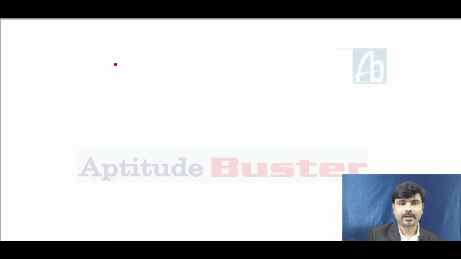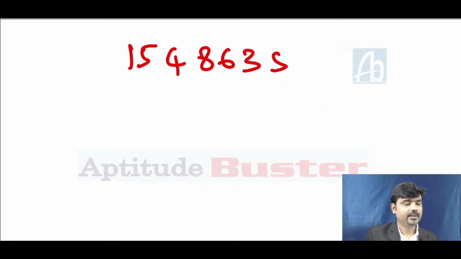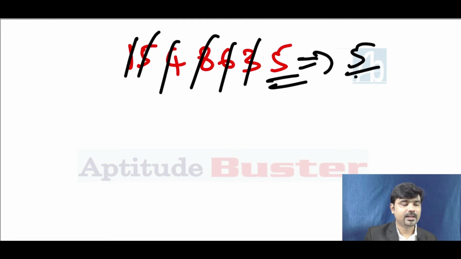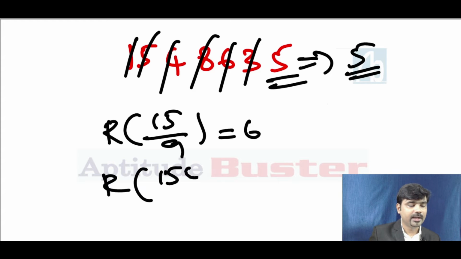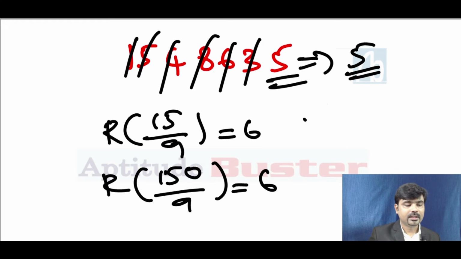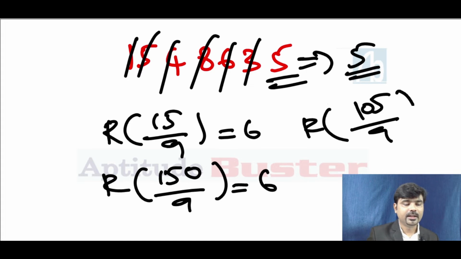To find the remainder when divided by 9, I am going to tell you the easiest way. If it is given 1548635, we need to find the sum of the digits. Before finding the sum, cancel the digits which give you a sum of 9: 1 plus 8 is 9, then 5 plus 4 is 9, 6 plus 3 is 9. Here the remainder is 5 and the sum of the digits is also 5. That I'll explain. If I take 15 divided by 9, the remainder is 6. 150 divided by 9, the remainder is also 6. 105 divided by 9, the remainder is 6. Finding the remainder is nothing but the sum of the digits.